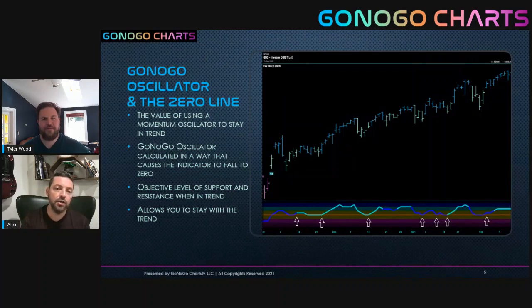So we calculated the GoNoGo oscillator in a way that causes the indicator to fall to zero if in a go trend, or rise to zero if in a no-go trend, to provide an objective level of support and resistance when in trend. So when all the inputs to this blended oscillator are in neutral territory, our oscillator will hit the zero line. And that allows us then to stay in the trend, because we can say if the oscillator hits zero and stays, finds support and bounces, that momentum has come back in the direction of the trend that's in place. And that's super powerful.